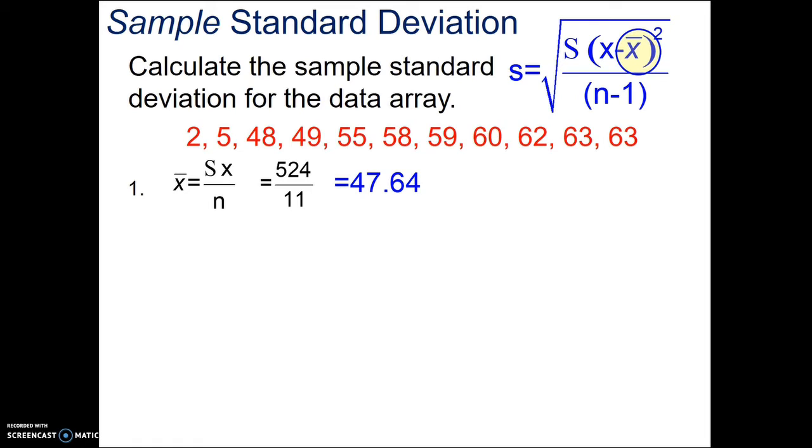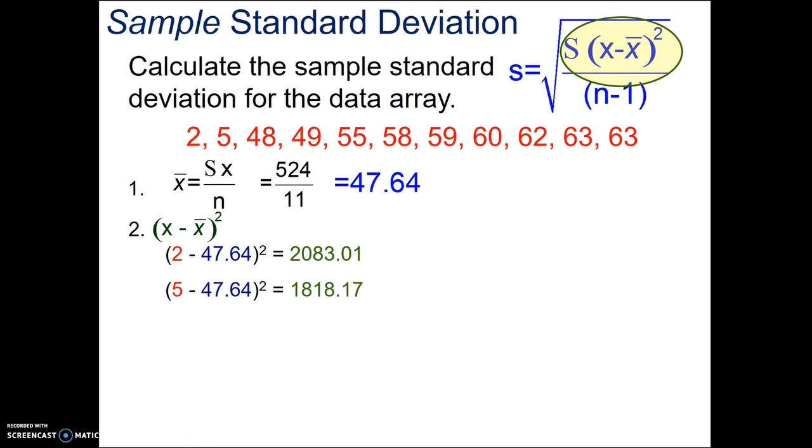And this is where the calculations start to get a little bit overwhelming, because I need to take every single value, my 2, my 5, my 48, my 49, every single value, subtract 47.64, and square it, because my goal is to add all of those up together. So this is what my work looks like. I'm going to take that first value, subtracted by my mean. I'm going to square that, so it always turns out to be a positive number, and I end up with 2083.01.